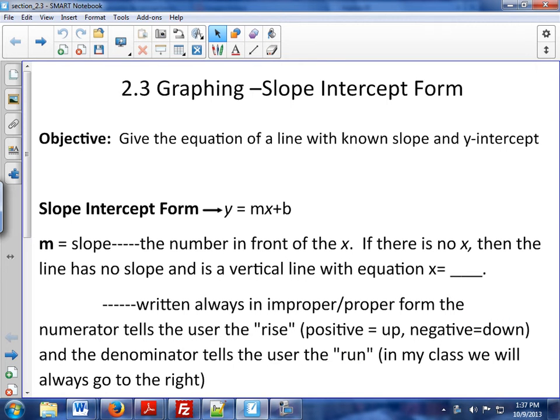Okay, graphing 2.3, slope-intercept form. You should know how to do this already. We're going to go through this pretty quick. Give the equation of a line with a known slope and y-intercept.